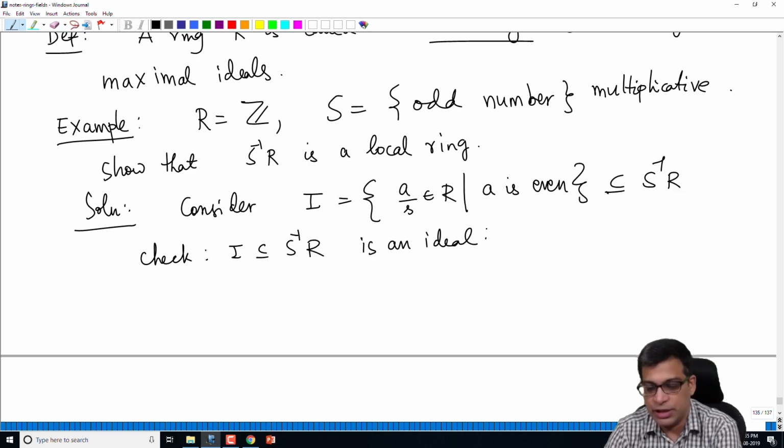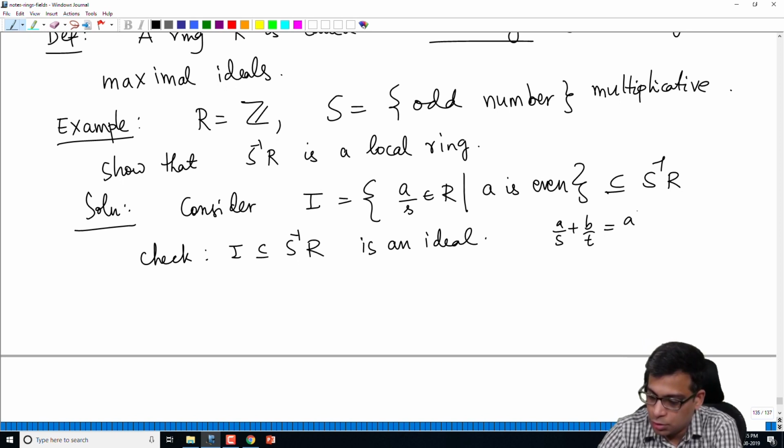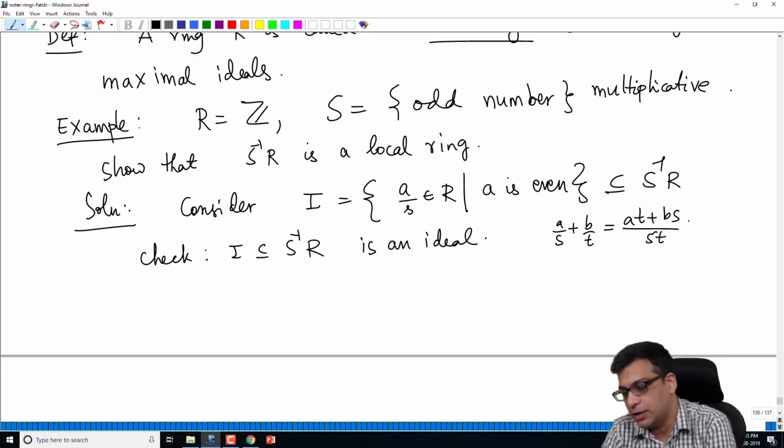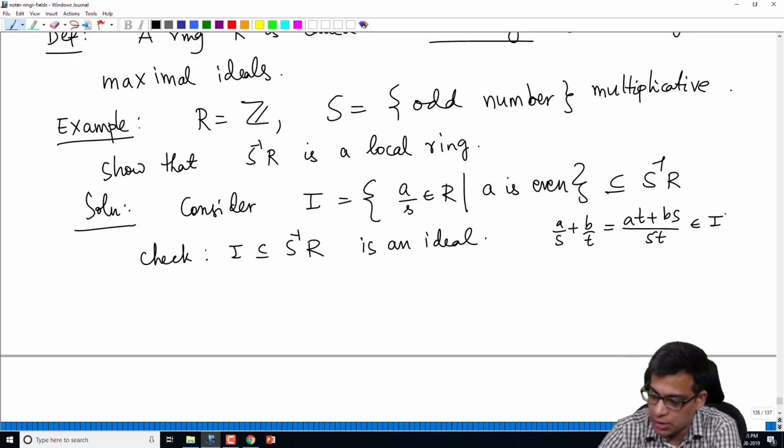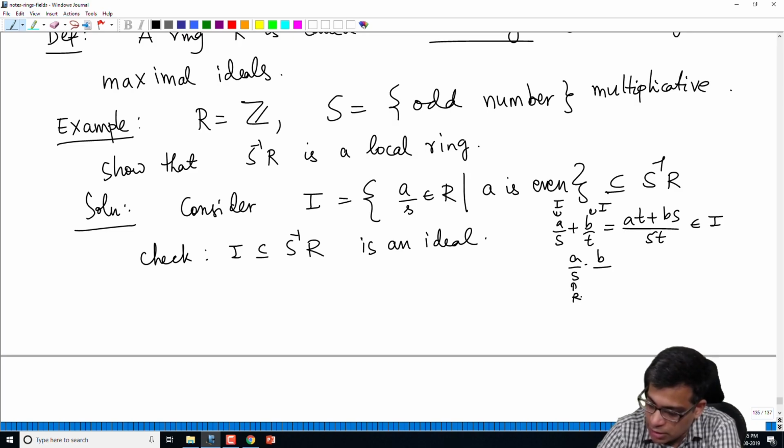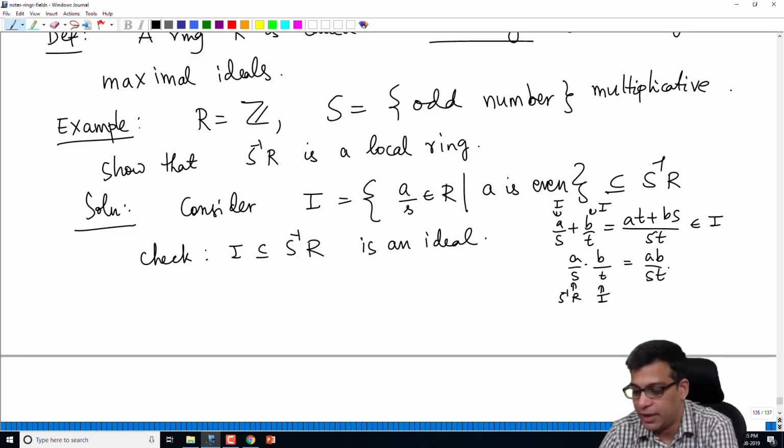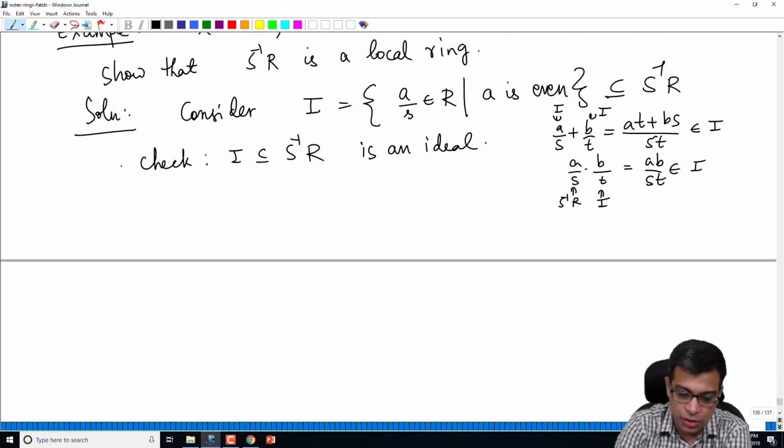Why is that? 0 is there. If you add two things, AT plus BS by ST, if A is even and B is even, AT plus BS is also even. So this is in I. Similarly, take A by S in I and B by T in S inverse R. The product is AB by ST. If A is even, then AB is even. So AB by ST is also in I. So this is an ideal.